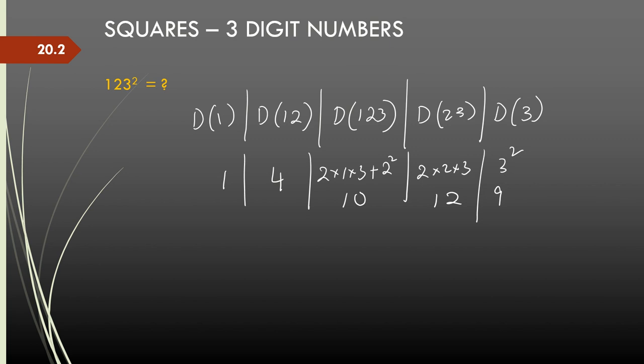These are the parts. Now I pass the extra digits. The 9 stays, the 2 will come to the answer, this 1 will go here, so 1, and this one will go here, that becomes 5 and 1. So 15129 is the square of 123.